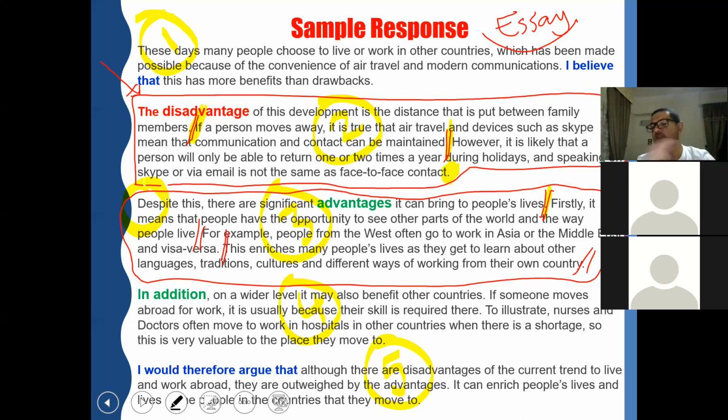This is just an introduction about what an essay is. Do you have any question now before I move on to the types of essays? Any question about this part?